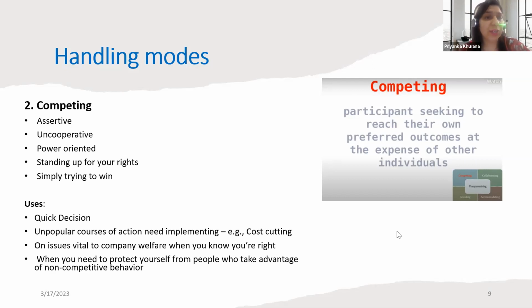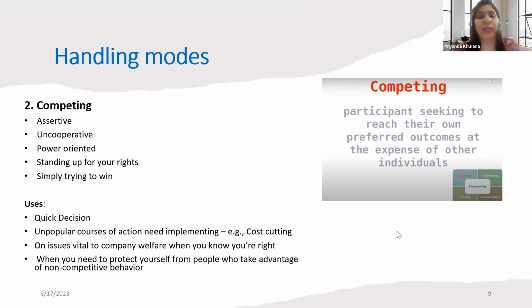Another case is if there are unpopular courses of action that need implementing. For example, we need to have cost cutting, or we need to implement some unpopular rules in the organization. In that kind of situation, the leadership has to be in competing mode and just tell the audience about the benefits of taking these actions. But yes, they have to be competing in those situations. On issues vital to the company's welfare, when you know you are right, you have to take such a competing mode.